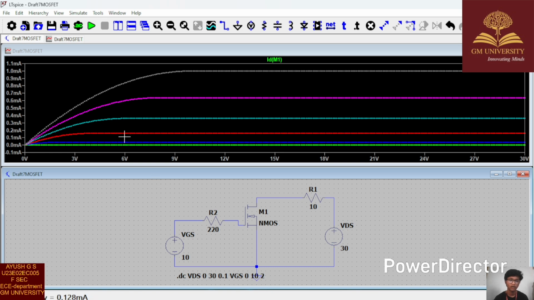As it increases, we will get different graphs: red, blue, pink, light black. So here this is the ohmic region, this is the saturation region, and the green line is the cutoff region. In the ohmic region, the MOSFET is considered as a current source where voltage is neglected. In the cutoff region, the current will be zero and the voltage varies. The saturation region is not widely used; here the resistance increases.